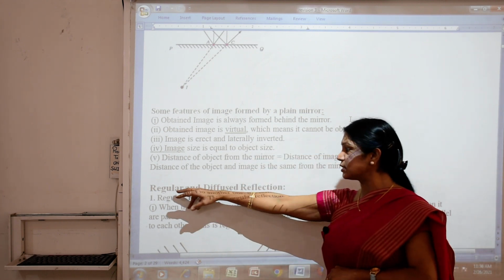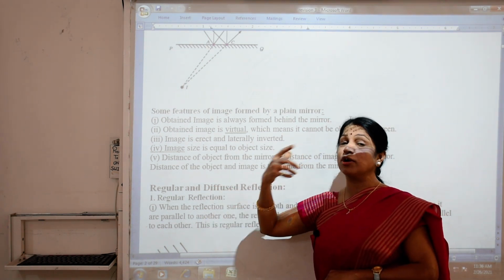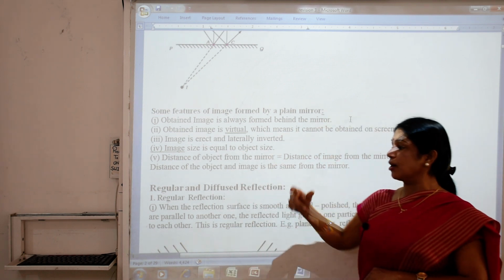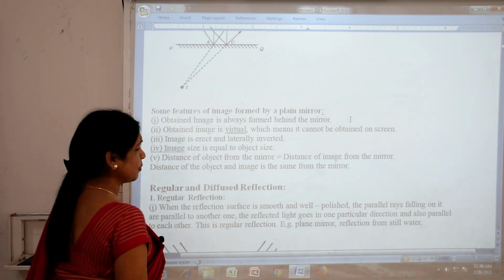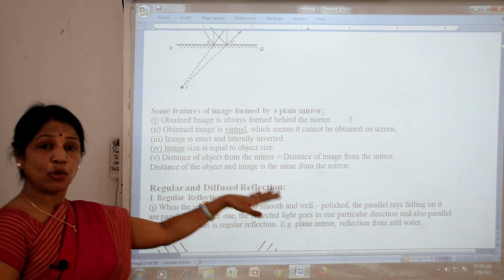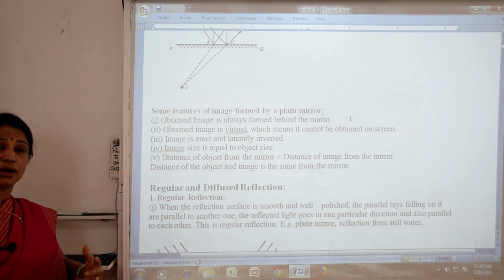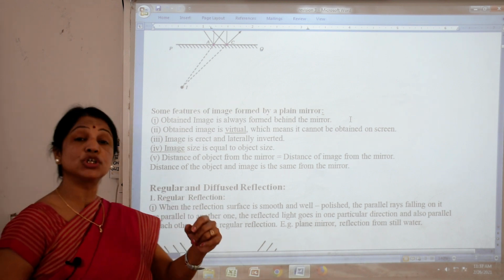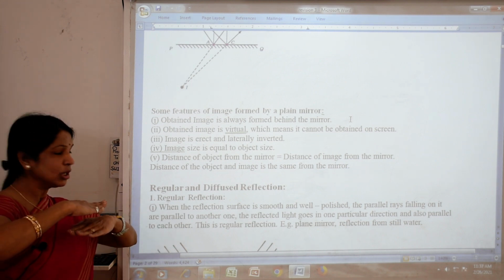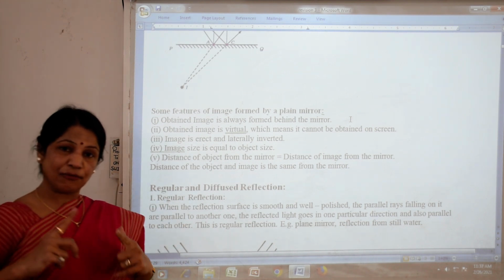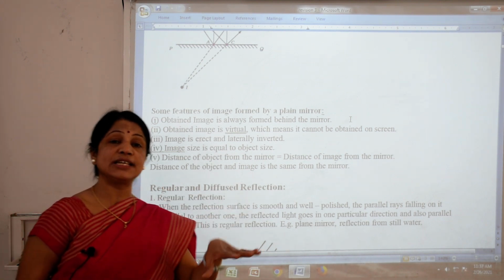Now further, we are going to see regular and diffused reflection. What is regular and what is diffused? By the name we come to know. When the reflecting surface is smooth and well polished, the parallel rays falling on it are reflected in a particular direction, also parallel to each other, and this is regular reflection. Examples: the plane mirror and reflection from still water.